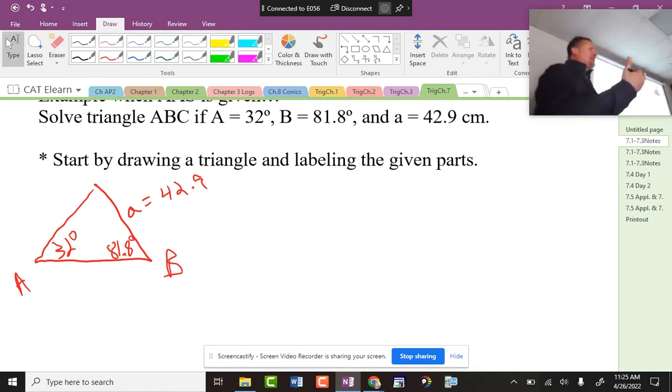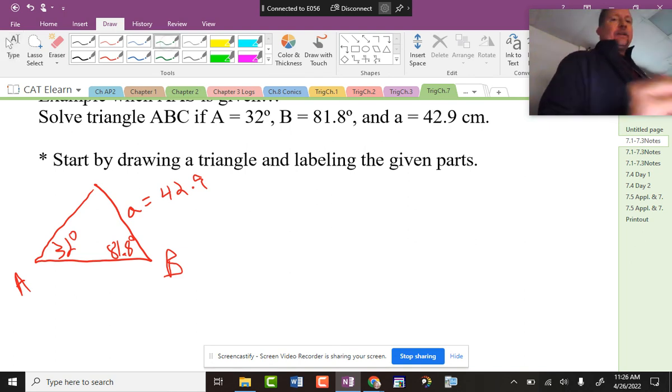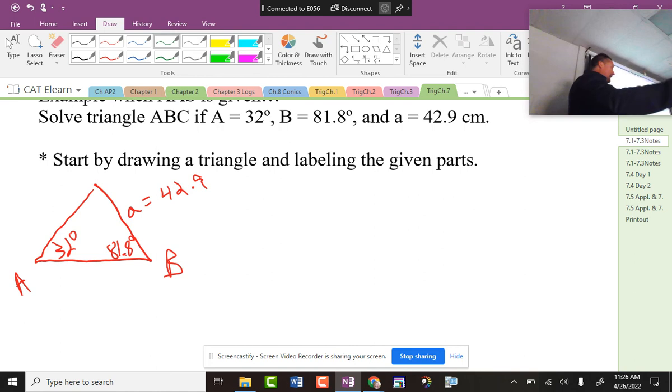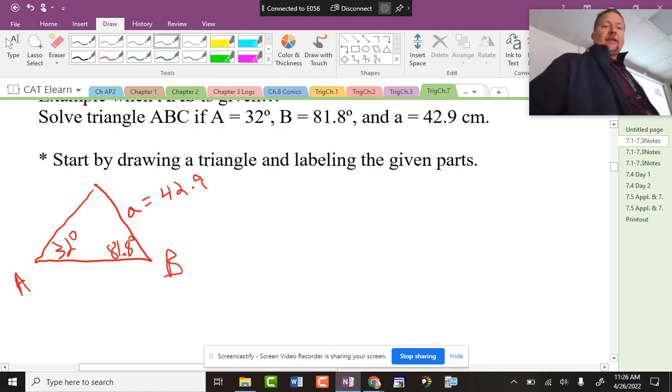Okay, then I'll change colors. Red is given. Let's go green for what we find next. Well, I don't need work for this, but how do we find that missing angle? 3 angles in a triangle add up to what? 3, 2, 1, go. 180. So that's Mickey Mouse stuff. So could someone do that on the calculator for me real quick?